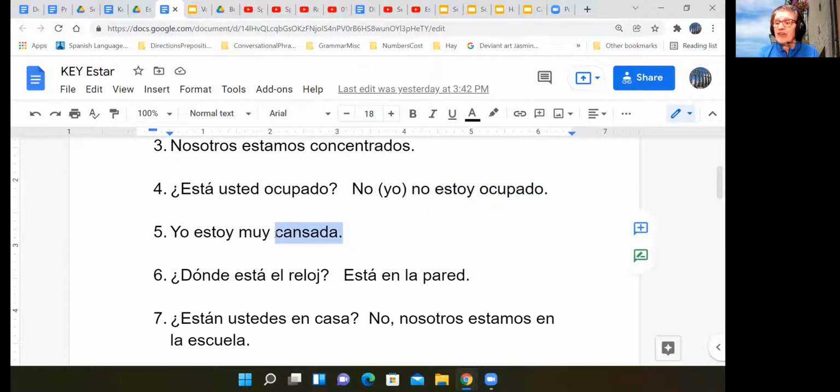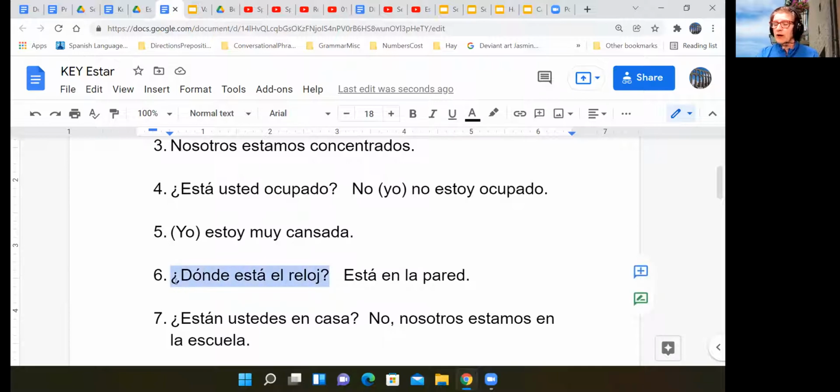If we talk about how we feel, cansada means tired. And I am a woman, so I would have to use the feminine form, cansada, not cansado with an O at the end, but cansada. I would say estoy muy cansada. You generally will not hear this word yo. In most situations, people will drop that word yo. It is there just for context for you doing that exercise. Estoy muy cansada. People will skip the yo most of the time.